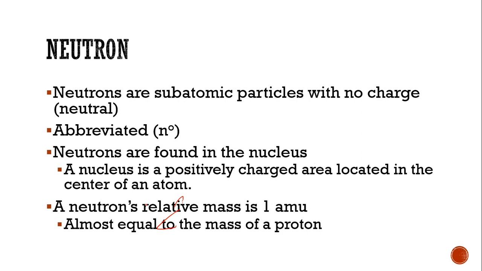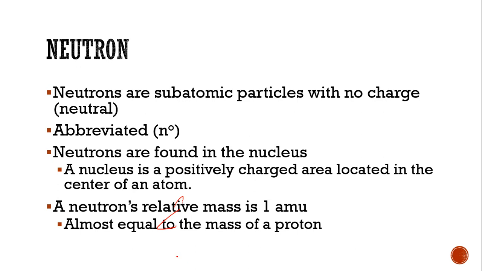The other thing about a neutron is it does have a relative mass of about 1, which is about the same mass as a proton. So you're going to find out that most of the mass in the atom is right there in the middle. There's not a lot of mass on the outside.